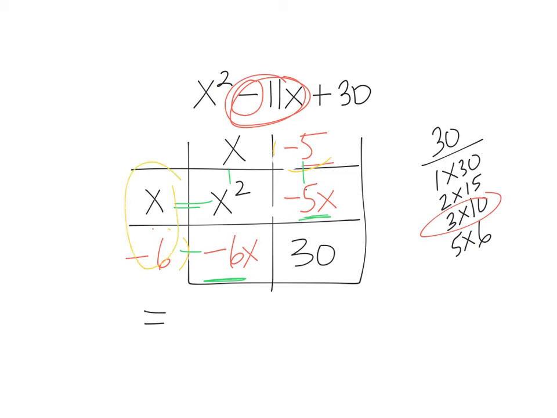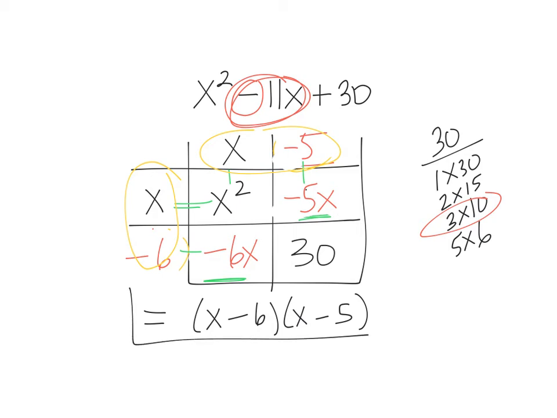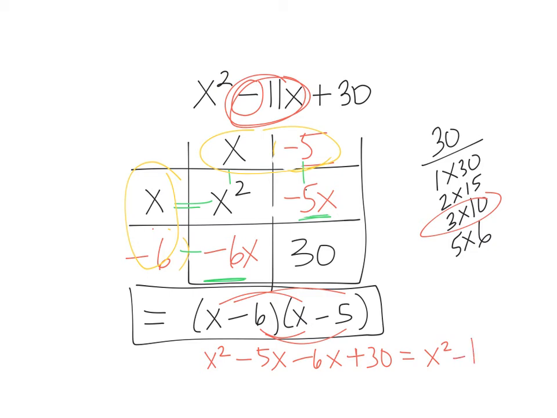again, is what's here and here. So in this case, it's x minus 6, x minus 5. And I check it. Okay, that's the answer. That's my answer. But I take a quick second to check. I get x squared minus 5x minus 6x plus 30, which is x squared minus 11x plus 30, which is what I started with, so it's right.